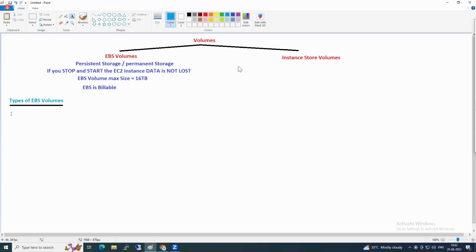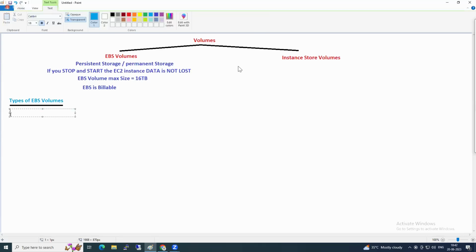So, whenever you're launching the EC2 instance, what is the default volume that you get? Root volume. If required, can you attach additional volume also? Yes. So I'm not talking about root volume or additional volumes here. I'm talking about volume that can be root, that can be additional. These volumes themselves have different types. Which type of volume you attach to the EC2 instance, we'll see.